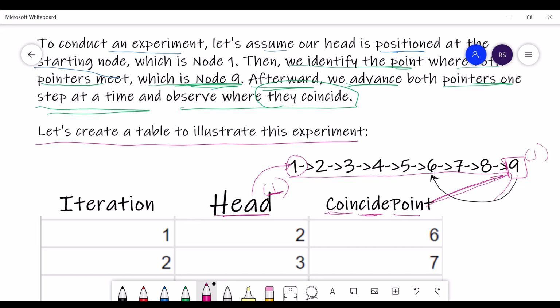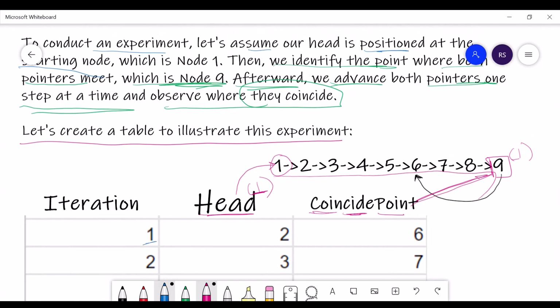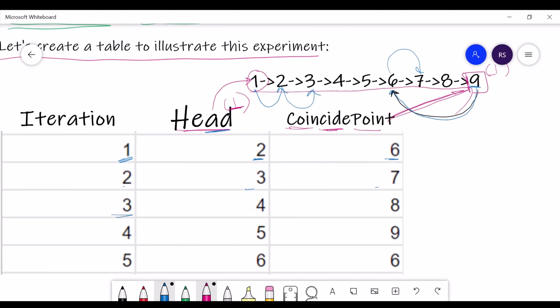Let's see what happened in the iteration. In the first iteration, head will jump from 1 to 2, whereas 9 will jump from 9 to 6. That is what is written, 2 and 6. In the second iteration, it will jump to 3, and it will jump to 7. Therefore, 3 and 7. In the third iteration, it will jump to 4, whereas it will jump from 7 to 8. So 4 and 8. In the fourth iteration, it will jump to 5 and it will jump to 9, right?